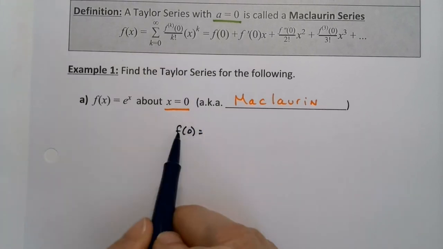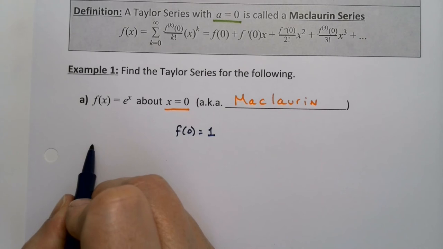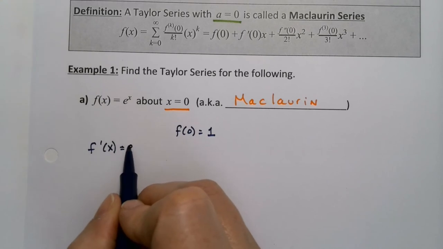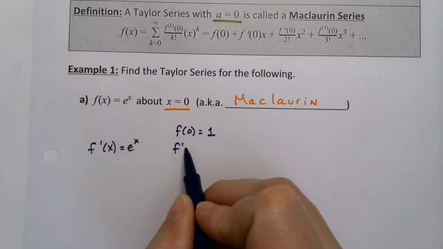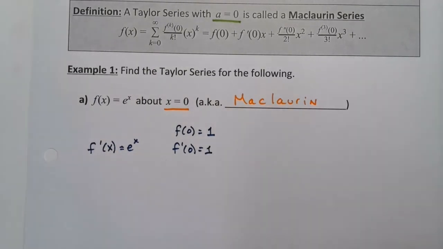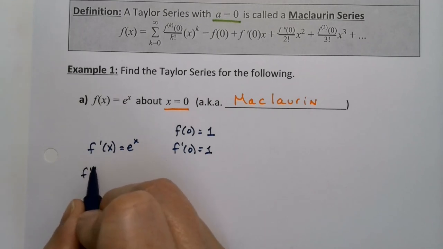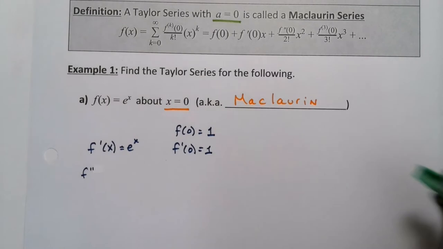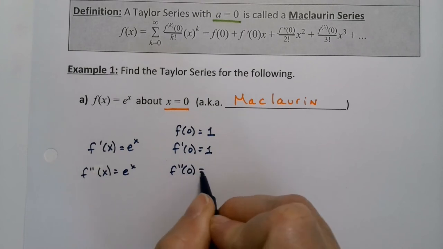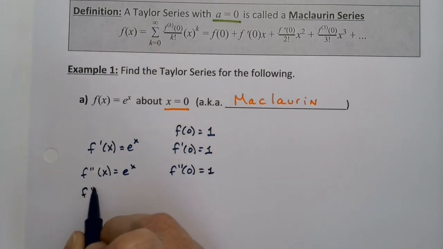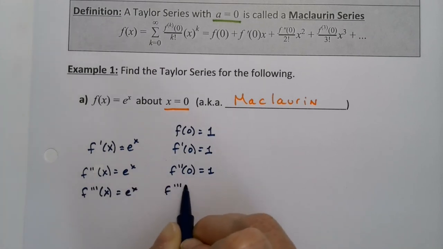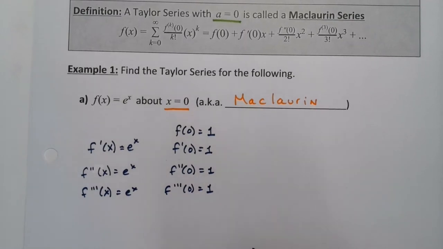f of 0, which is e to the 0, is 1. And then I need to find f prime of x, which is e to the x. This is everybody's favorite Maclaurin series because it's so easy, because the derivative of e to the x is e to the x. So this is 1. And the third derivative, oops, wait, the second derivative. I was jumping the gun. The second derivative is e to the x. So the second derivative at our a value is 1. The third derivative, there we go, is e to the x. And I'm just going to stop there because we can see how this is going to go, right? This is going to work this way.